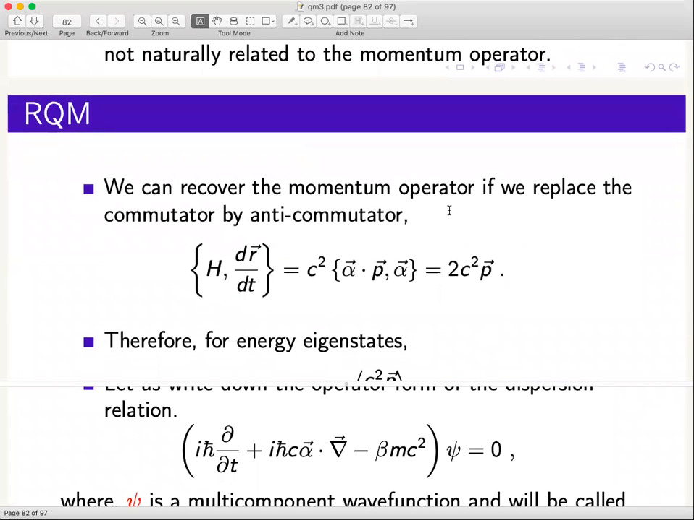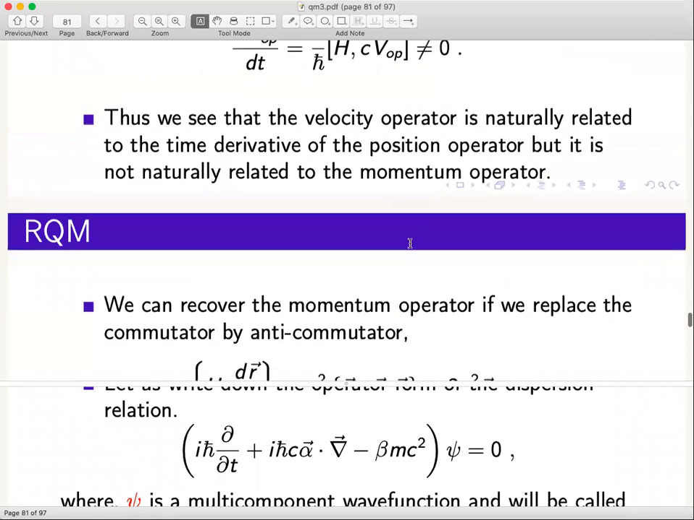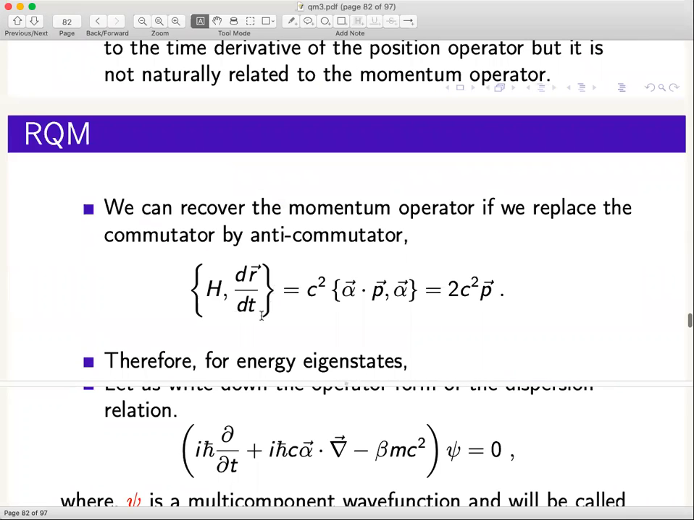You can get the momentum operator if you replace the commutator here by an anti-commutator. If you anti-commute dr/dt with the Hamiltonian, then alphas have a nice anti-commutation relation. Remember, the anti-commutator of alpha mu and alpha nu is delta mu nu. So if this anti-commutation relation clicks, then it will give you the p vector back, and if it doesn't click, it will of course give you 0. So this anti-commutation relation actually gives you the momentum operator. It's a curious thing that the commutator of the velocity operator with the Hamiltonian doesn't work, but the anti-commutator does.